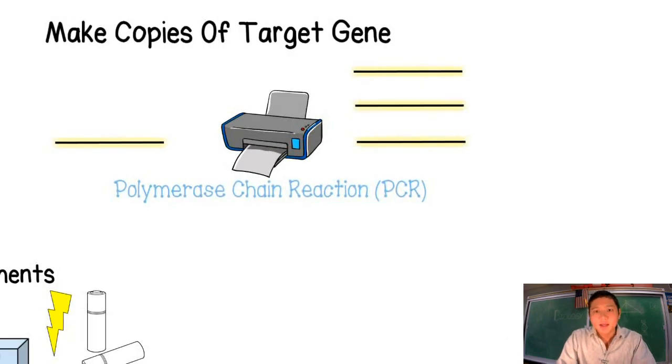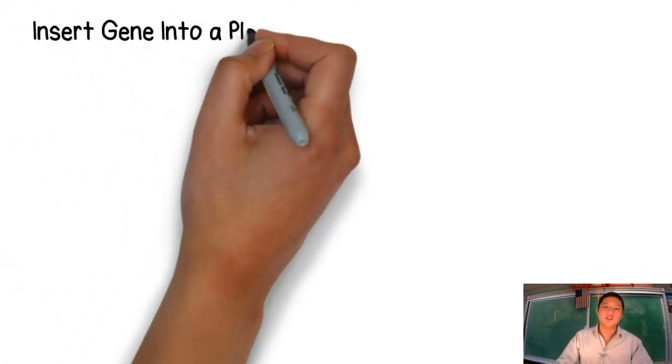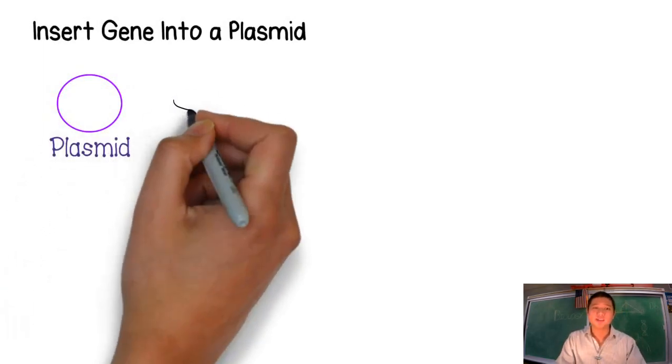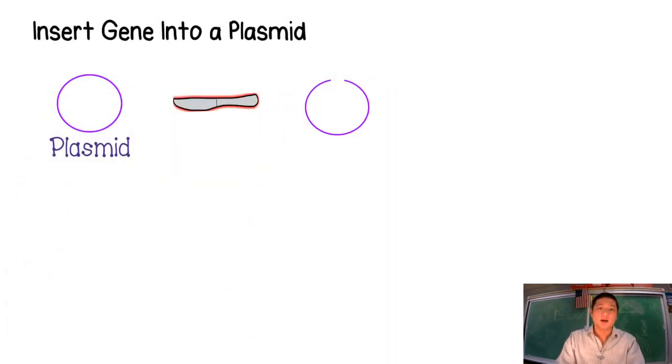And so now that we have a lot of copies of this gene to work with, we can put it inside what's called a plasmid. Now, what a plasmid is, it's a circular piece of DNA that's used in bacteria. And so what we can do is we can cut that plasmid with the same restriction enzyme that we used to cut our original DNA. The reason this is important is because if we cut it with the same restriction enzyme, then the ends of those DNA are going to be complementary to each other, meaning they can stick back together.